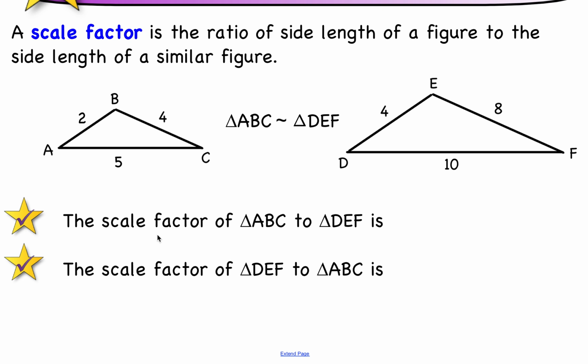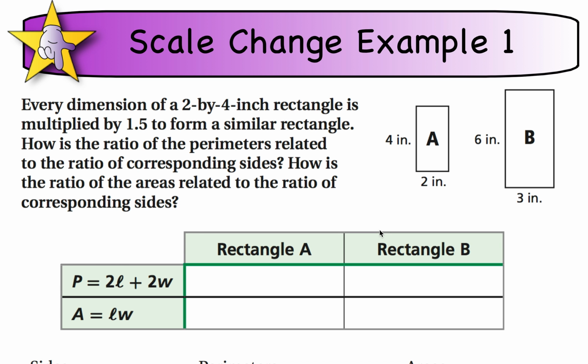The scale factor of ABC to DEF, so if I start from ABC and go to DEF, you can look at any two sides. The side AB corresponds to side DE, and if this side is 2 and this side is 4, my scale factor is 5 to 10. I could go 5 to 10, or 2 to 4, or 1 to 2. I could reduce any of those two sides. Now, if I start with DEF, the scale factor of this one to this one is just the opposite. It's 10 to 5 or 2 to 1. So now you understand a little bit about scale factors and similar figures. Let's do some more problems.